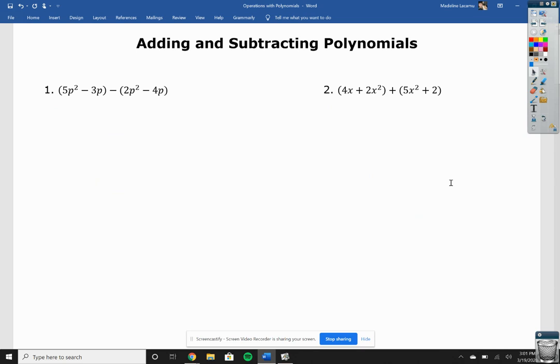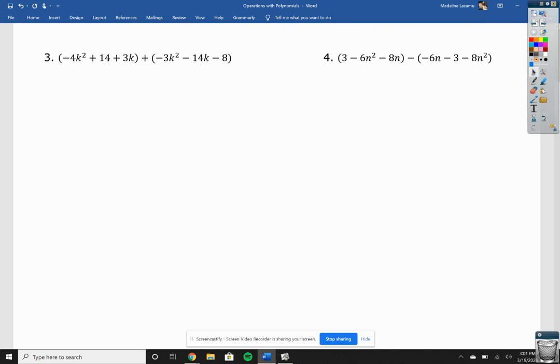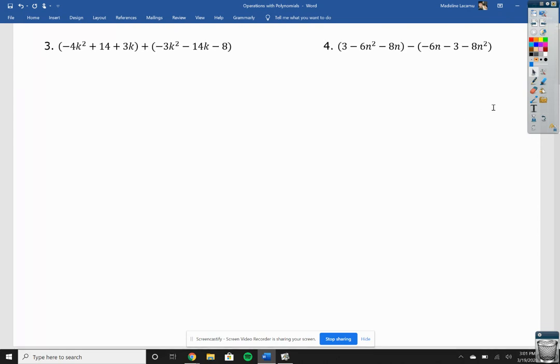All right, moving on to number 3 and number 4. So number 3, notice we have a plus sign in between. So we're going to start this one off by just rewriting everything outside of the parentheses. So 4k squared plus 14 plus 3k. Since we have a plus sign, we don't need to change any of these. There's nothing to distribute. So it's going to stay negative 3k squared minus 14k minus 8.